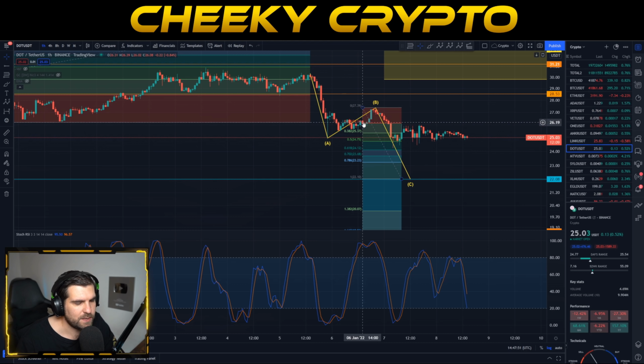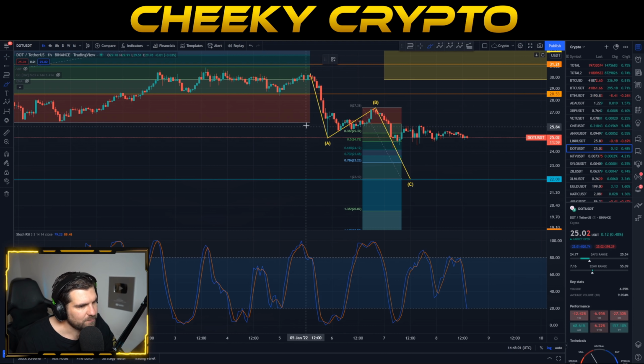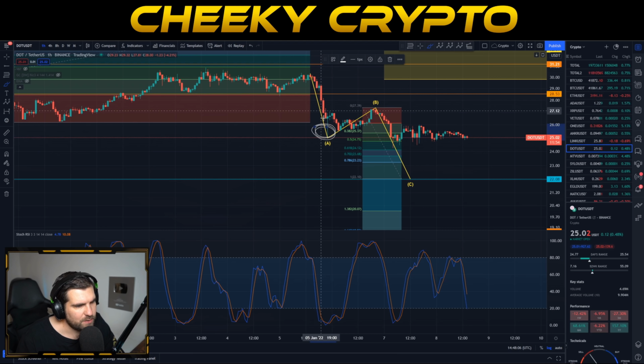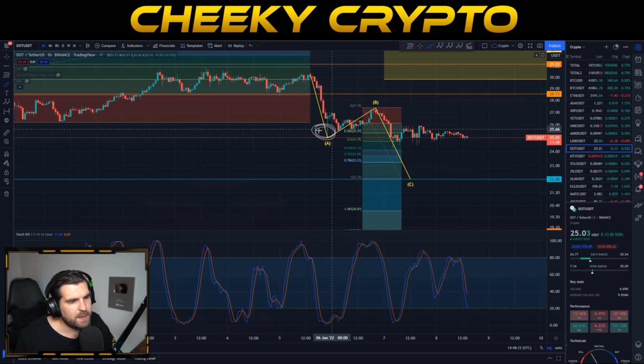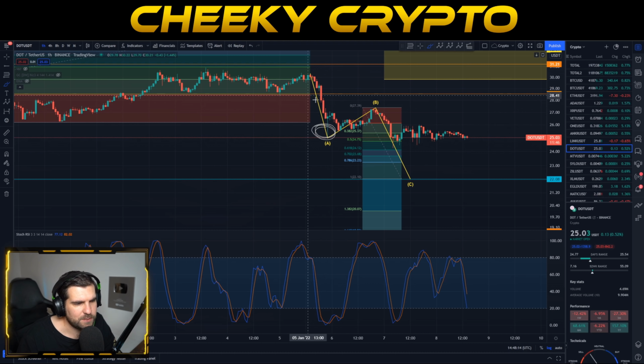Let me just see if I can find that timeline. It was the 5th, so we're about here. So I bought Polkadot in between these two candles, the low point of our A wave here. Although I was looking at this pullback at the time, I could acknowledge that this was basically an ABC correction in itself, and we thought that this might have been the bottom, right? Because it was quite a significant pullback for Polkadot at the time.